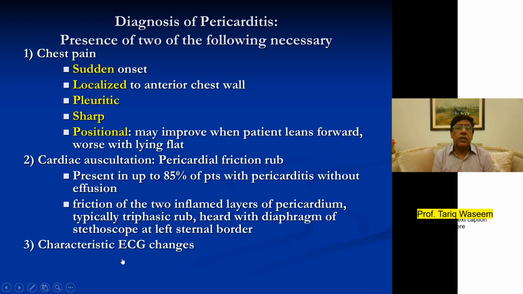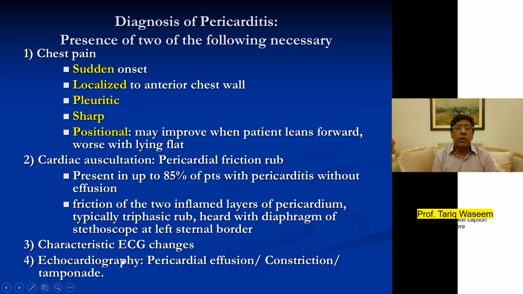Then there may be characteristic ECG changes as we already described, and finally you have echocardiography, where you may see significant pericardial effusion. You can notice the pericardial thickness, and you can also comment about any constriction and also presence or absence of tamponade. So if you have any two of these four things: characteristic chest pain, auscultatory finding of a friction rub, the ECG changes, or echocardiography, this would all be in favor of having pericarditis or pericardial disease.